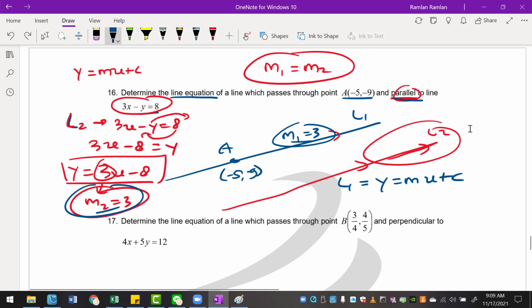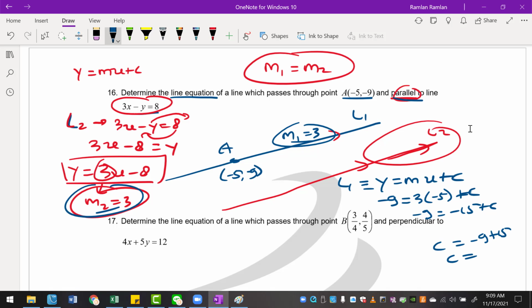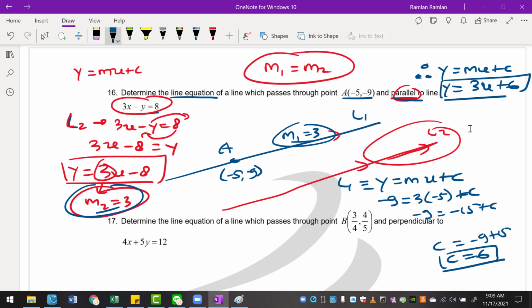Okay, let's do that. We have minus 9 equals 3 times minus 5 plus c. So minus 9 equals minus 15 plus c. That leaves us c equals minus 9 plus 15, so c equals 6. In conclusion, the equation will be y equals mx plus c, where m is 3 and c is 6. And there we go, we have the final answer.